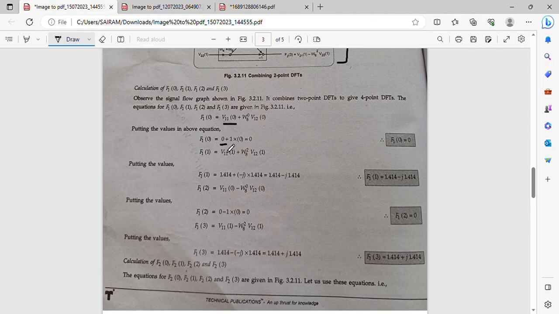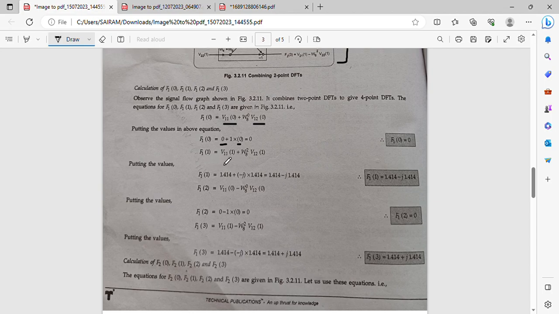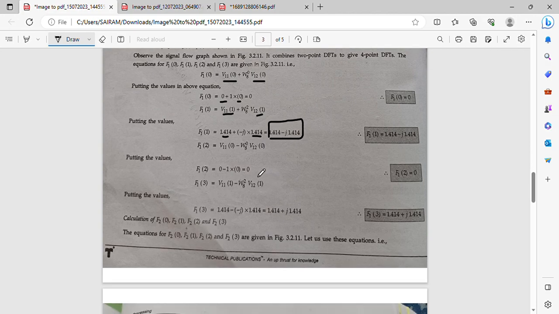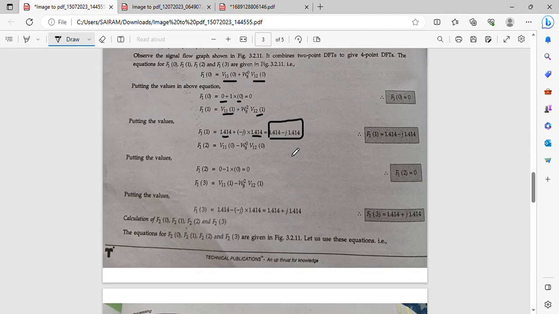v11 of 0 we have got as 0. And v12 of 0 we have got once again as 0, right? And here, for f1 of 1 he is substituting v11 of 1, that we got, 1.414. v12 of 1 is substituted as 1.414, wherein you are going to get this resultant. Like that, for all the equations he has substituted the values and has got the resultant, right? So see here, it got all the resultants. Same for f1 of 2 and f1 of 3, substituted all the values.